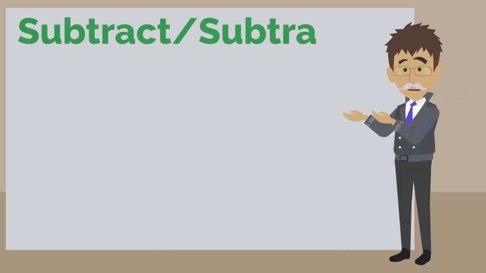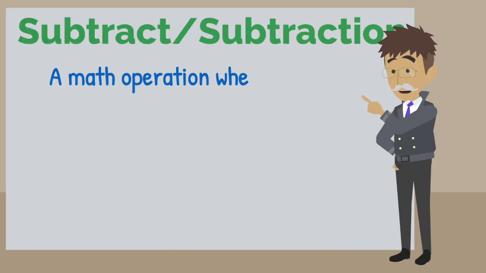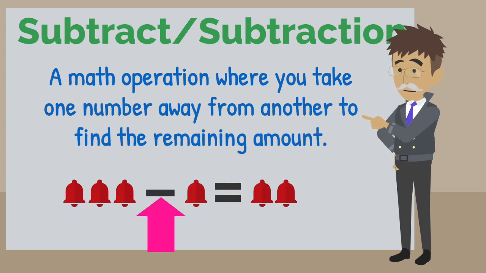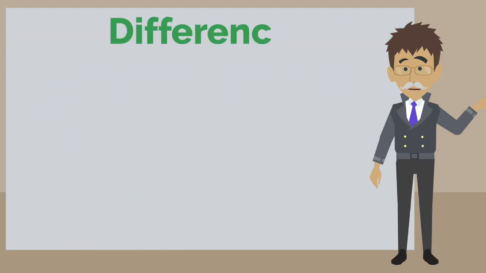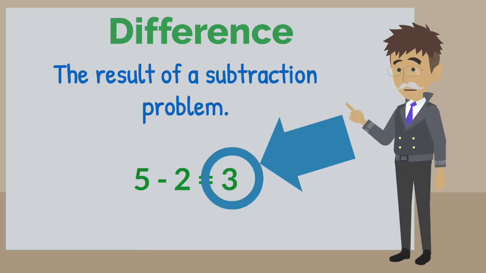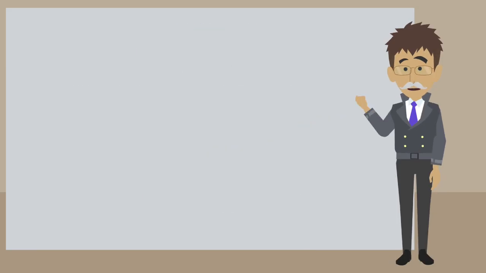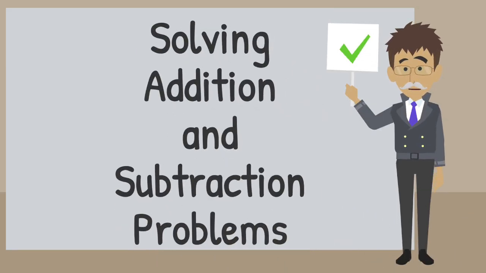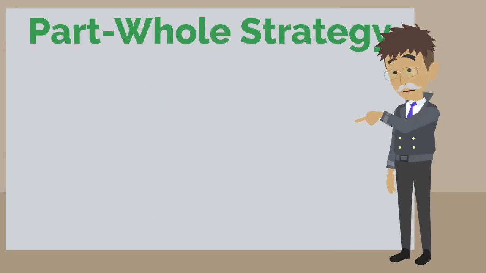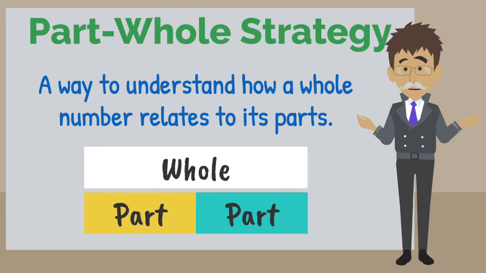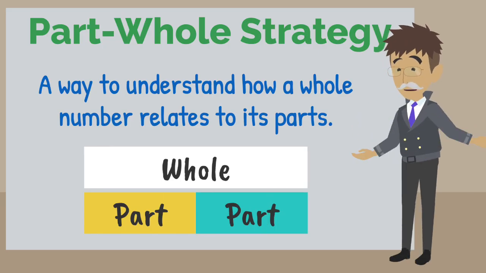Subtract or subtraction. A math operation where you take one number away from another to find the remaining amount. Difference. The result of a subtraction problem. When we solve addition and subtraction problems, we sometimes use the part-whole strategy. Part-whole strategy. A way to understand how a whole number relates to its parts. It is often used to solve addition and subtraction word problems.